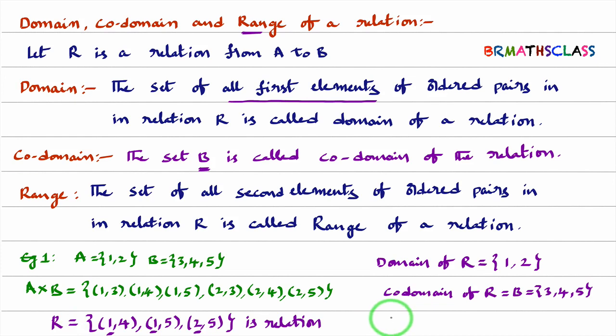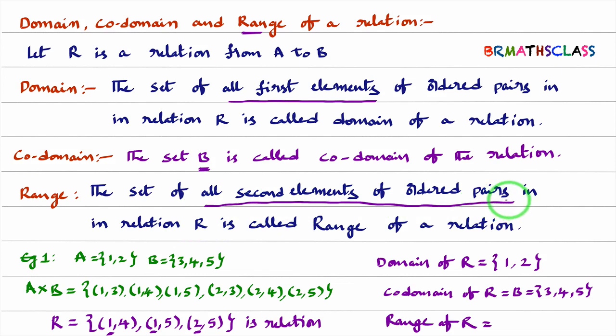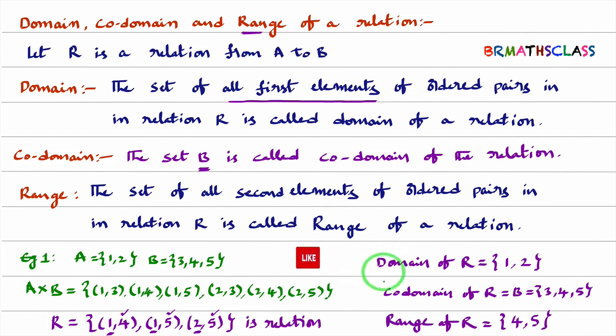Now, let us calculate the range of relation R. As per the definition, the range is the set of all second elements of ordered pairs in the relation R. Here you see the second elements are 4, 5, 5. 5 is there again, but we already wrote 5. So we calculated the domain, codomain and range of this relation.